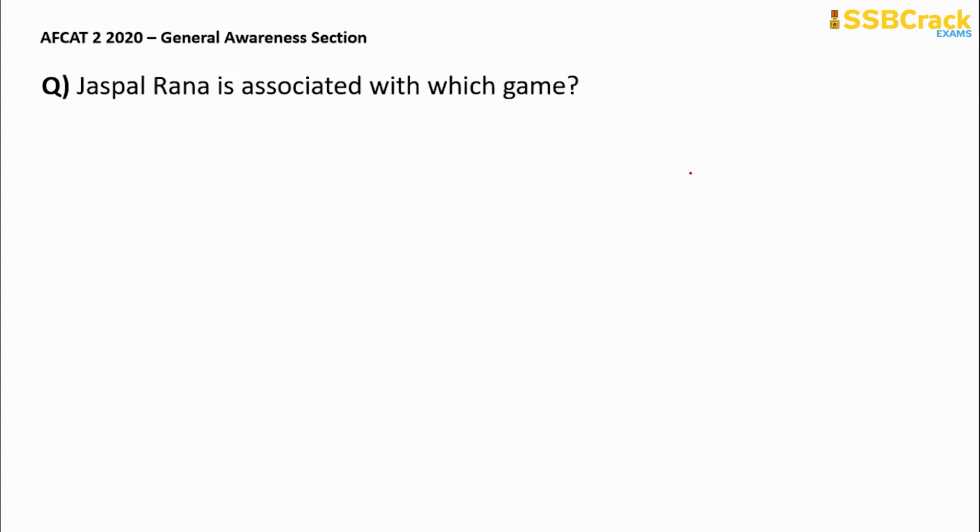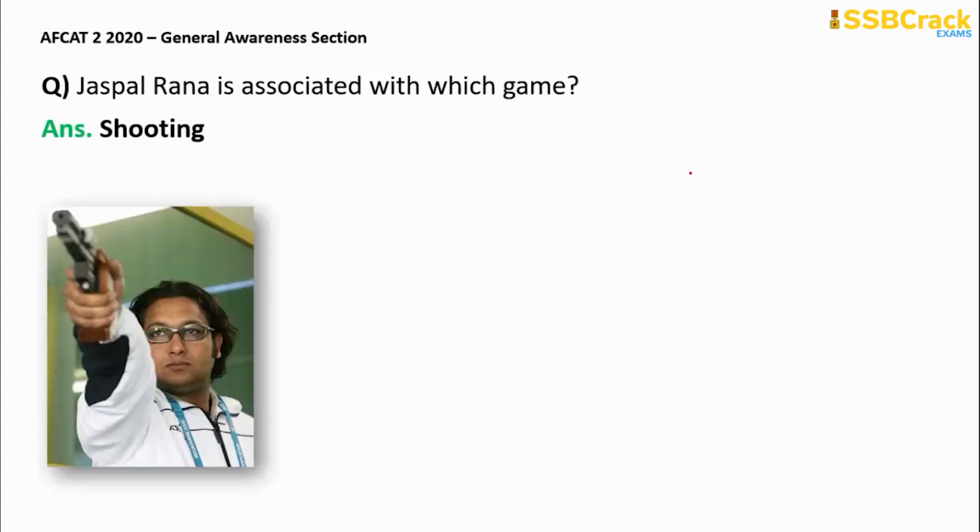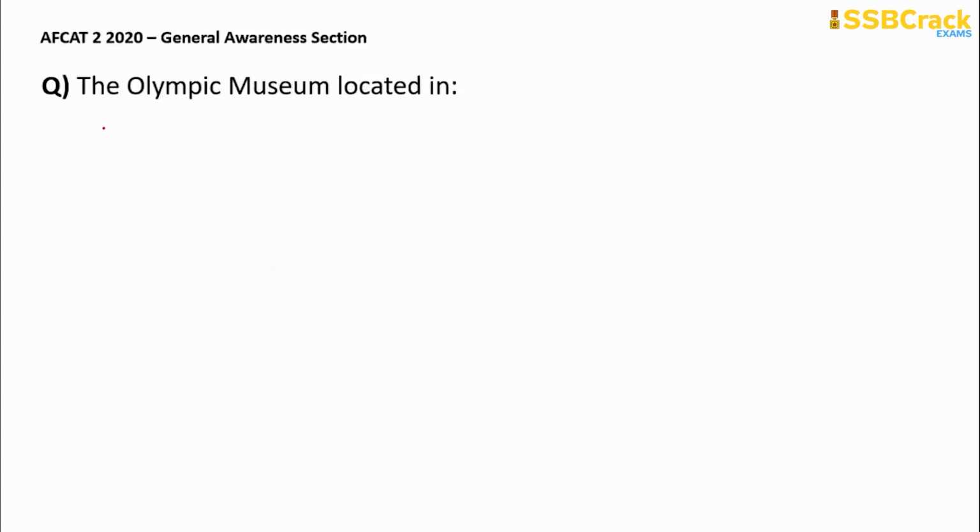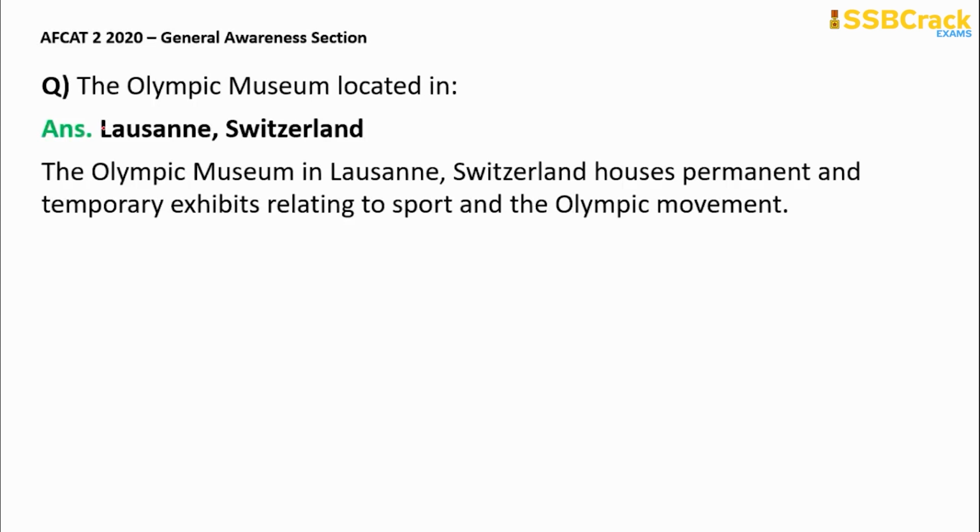Next question, Jaspal Rana is associated with which game? So he is associated with shooting. He is famous for shooting. Next question, the Olympic Museum is located in. So the Olympic Museum is located in Lausanne, Switzerland. It houses permanent and temporary exhibits relating to sports and the Olympic movement.